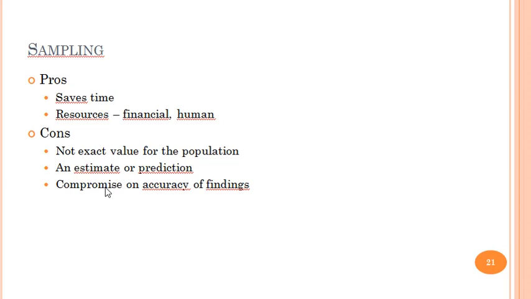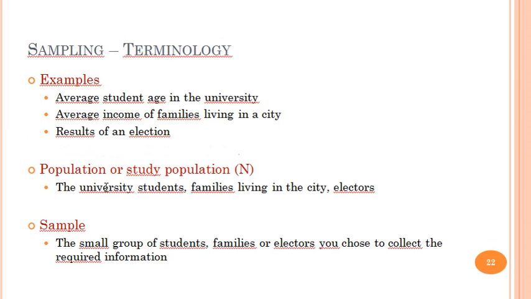On the other hand, the disadvantage is that we cannot have the exact value of the population, and we only have an estimate or a prediction, right? So it is not exact information, and we sometimes need to compromise on the accuracy of our findings. If we look at an example of sampling, the average student age in the university, average income, or maybe the result of an election can be good examples of sampling.